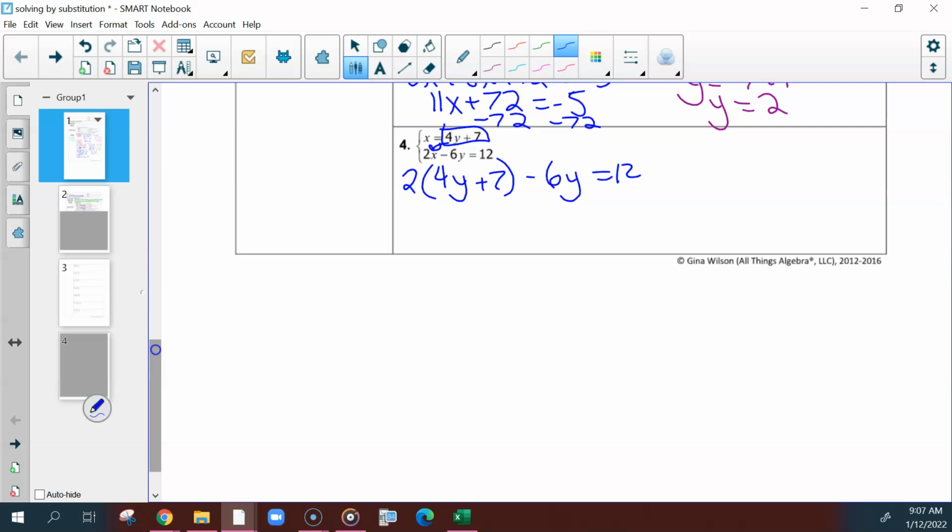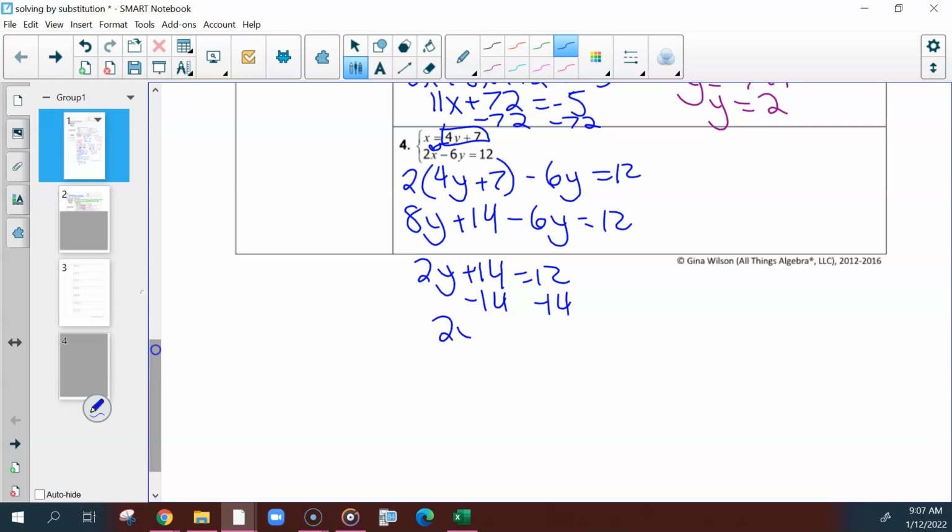And then the rest of that process is the same. But now we're going to solve for y first, and then have to go back and find x. This would be 8y plus 14 minus 6y equals 12. I could combine my like terms. 8y minus 6y gives me 2y. Subtract 14 on both sides to get 2y equals negative 2. And divide both sides by 2.